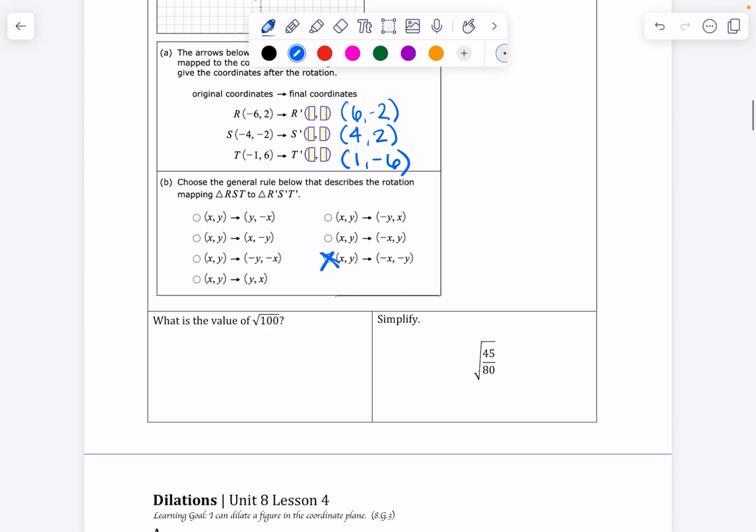Okay, the square root of 100 is 10 because 10 times 10 is 100. And then the square root of 45 over 80, I'm going to simplify this by dividing them both by 5. So then I get the square root of 9 over 16, which would be 3 over 4.